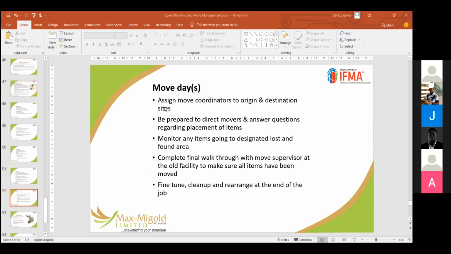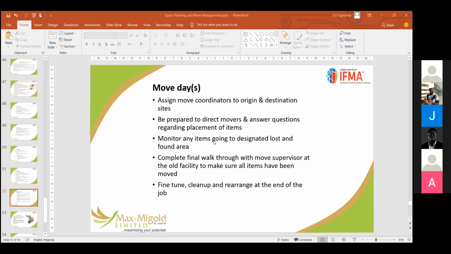And the move day checklist: assign your move coordinators to originate, so that somebody will receive whatever goods are coming. When somebody signs off from your original location, somebody receives at the new site. Be prepared to direct movers and items, complete a final check of the old facility to make sure that items that are not being moved are seen, fine tune and clean up and rearrange at the end of the job.